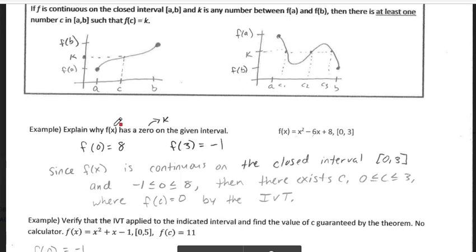Now, if I asked you this question and you got two positive numbers, then you wouldn't know that there's a 0. So you can't prove that using this theorem. Same thing if you got two negative numbers, you can't prove it using this theorem.